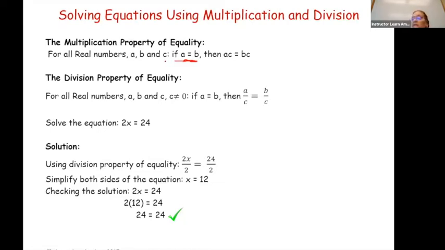Of course, you have to be very careful in division that c is not 0. Remember, we always make the stipulation that we cannot divide by 0. So if a is equal to b, then a divided by c is equal to b divided by c, provided c is not equal to 0. Supposing we want to solve the equation 2x equals 24. Using the division property of equality, divide both sides by 2, we get x equals 12. We check by going back into the original equation, substitute 12 for x, and we see that the answers check.